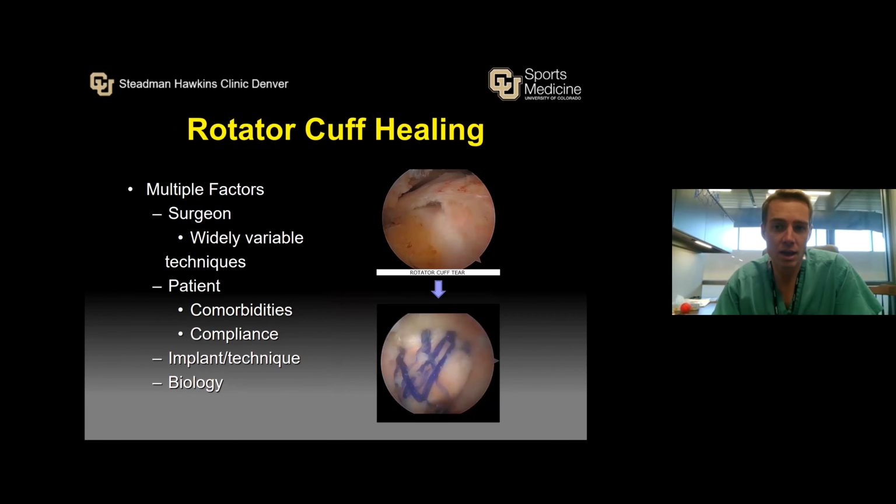So rotator cuff healing, this is a huge issue. We'll touch briefly on it. Dr. Schlegel's going to go into more detail about techniques of the repair, but that's a widely variable thing with all surgeons. Patient factors need to come into play, including comorbidities and their compliance following surgery. There's implants and techniques, and then the biology, which is a huge topic, including stem cells, PRP, graft augmentation. But we'll touch a little bit on this.